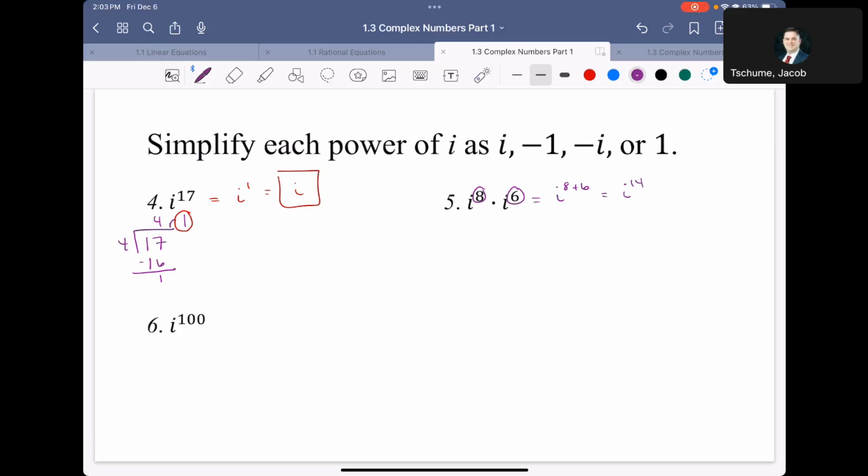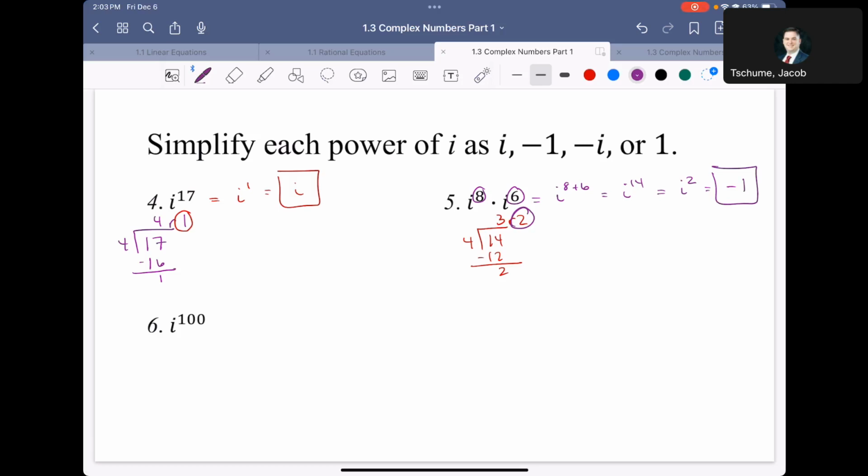And then what I would do is work out the exact same thing here. I'm going to take the 14 and divide it by 4. So 4 goes into 14 3 times. 3 times 4 is 12. And so you get remainder 2. So i to the 14th is actually the same thing as i squared, because you're just pulling the remainder value. And we know that i squared is equal to -1 from our chart.